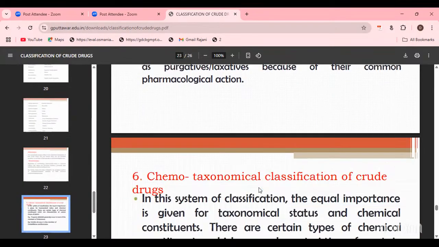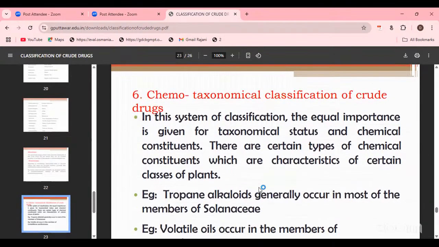Next, chemotaxonomical classification of crude drugs. In this system of classification, equal importance is given to taxonomical status and chemical structure. There are certain types of chemical constituents which are characteristic of some classes of plants.